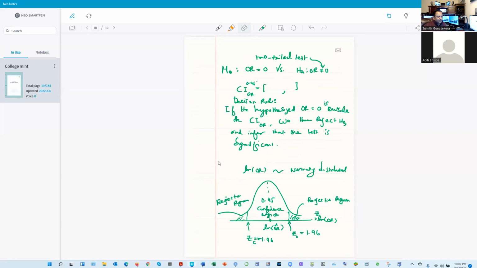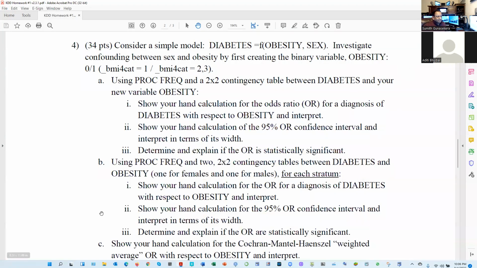See? Normally distributed. This means also distributed. Okay. Is distributed. This means tilde means is distributed. Like that. See? So then what?